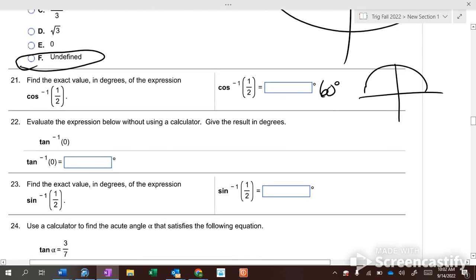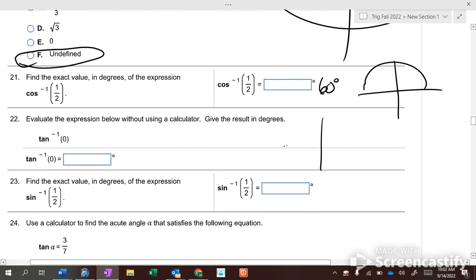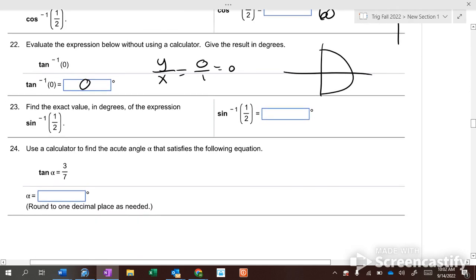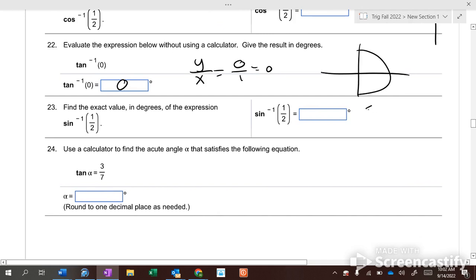Okay. Where's the tangent of 0 at? Well, for tangent, you use quadrants 1 and 4. Where is tangent 0 at? Where is y over x equal to 0? Well, it's probably 0 over 1, which is 0, which is at 0 degrees. Where is the sine equal to 1/2 at? Well, that's also in quadrants 1 and 4. So where is it 1/2? Well, that is 30 degrees. Just look on your unit circle.